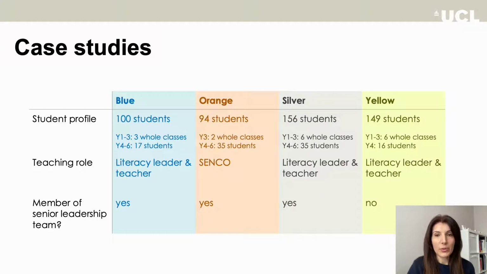We've named the 4 schools Blue, Orange, Silver and Yellow schools. Some things to note: they are all inner city primary schools. In Blue, Silver and Yellow school, the technology leader was a classroom teacher and was also the school literacy lead specialist. And in Yellow school, the technology leader didn't hold a role on the school middle or senior leadership team, unlike in the other 3 schools.